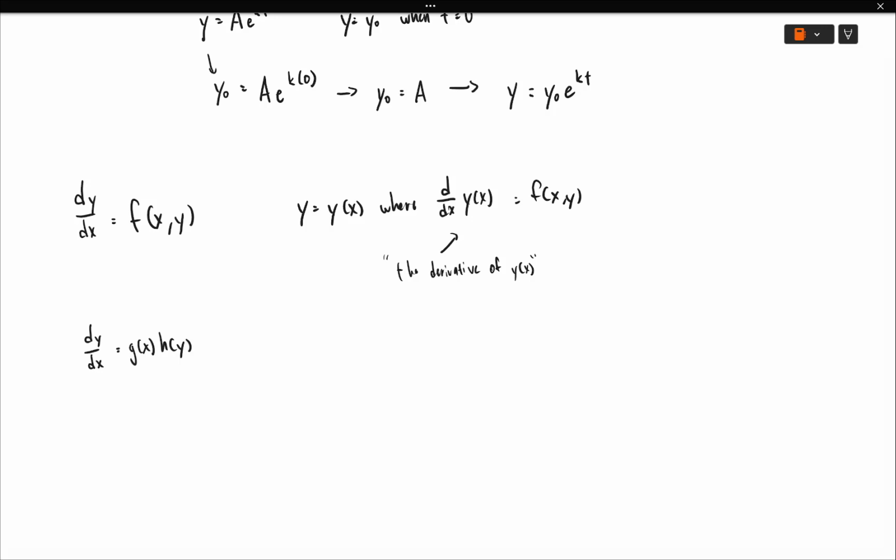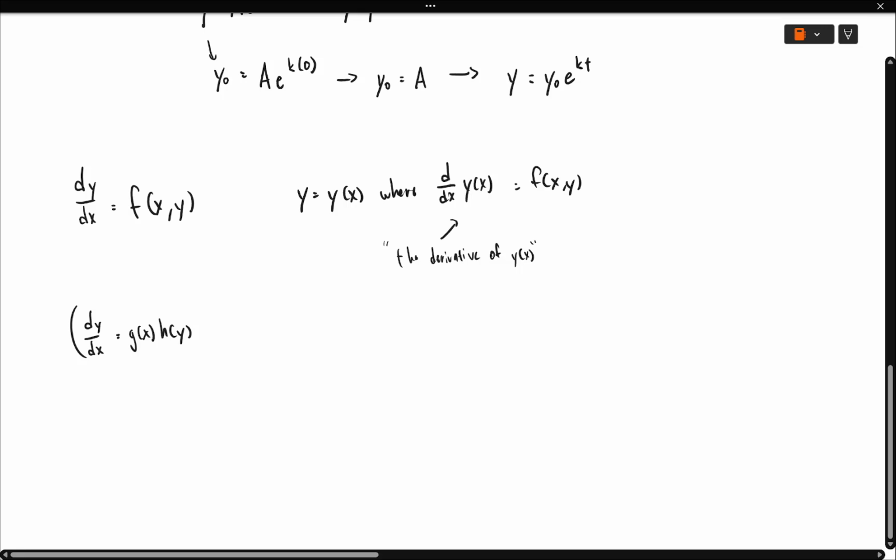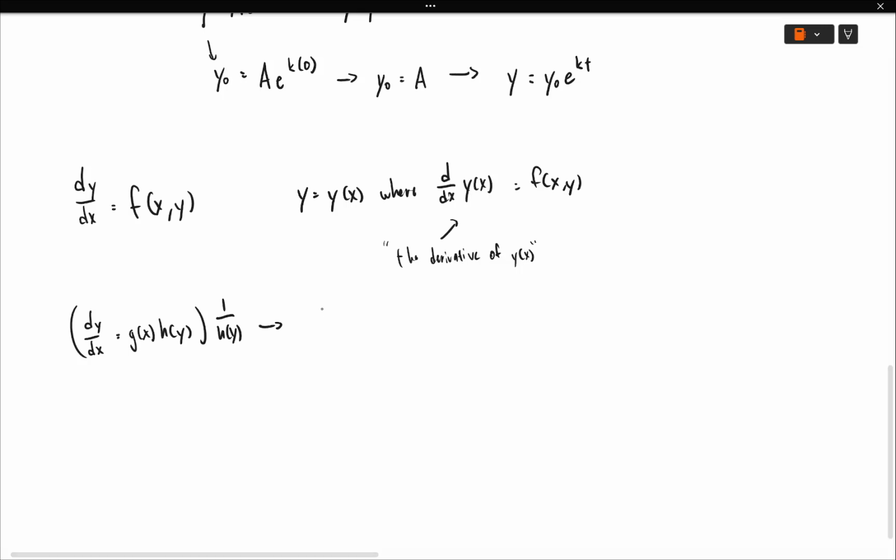H of y is an expression with only y as the variable. So what we want to do next is collect all the y factors on one side and then all the x factors on the right side. So what we're going to do is divide both sides by h of y, and this becomes 1 over h of y times dy/dx equals g of x.